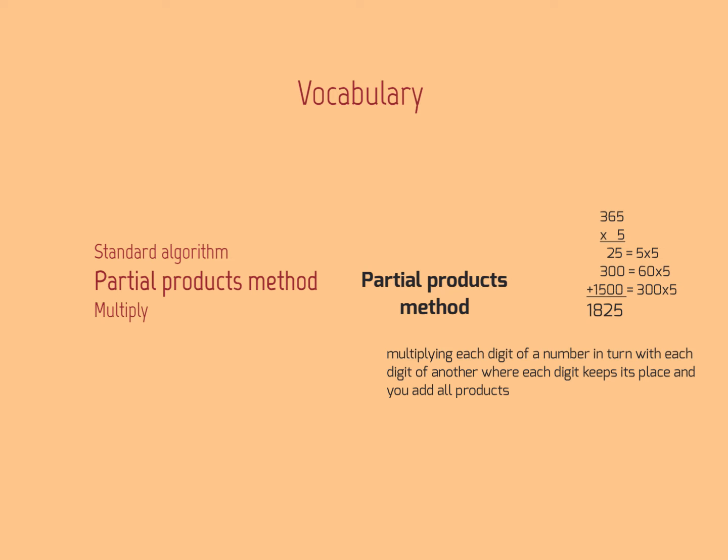The partial products method is multiplying each digit of a number in turn with each digit of another, where each digit keeps its place and you add all products. So for 365 times 5, you do 5 times 5, which is 25, and then 60 times 5, which is 300, and then 300 times 5, which is 1,500. So 25 plus 300 plus 1,500 is 1,825.